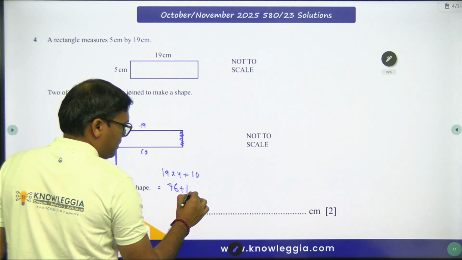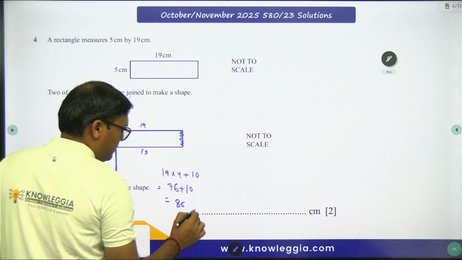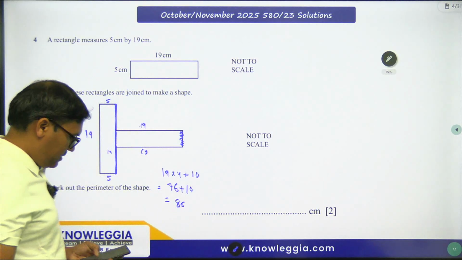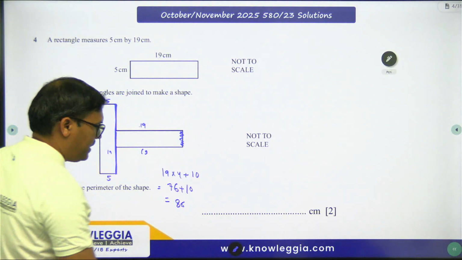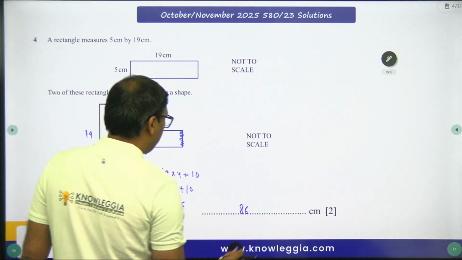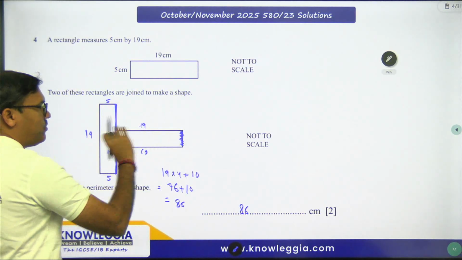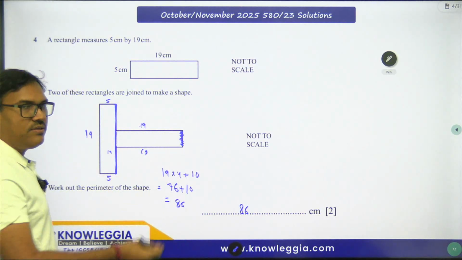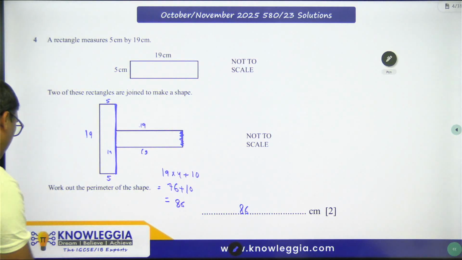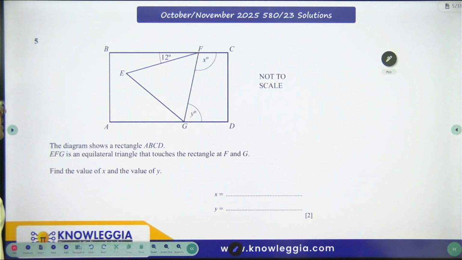76 plus 10, which is equal to 86. So let's check the answer. 86 is the answer for this question, 86 centimeters. Okay. I hope this is clear. This and this are the same, so I have just removed this and placed it here to get the total sum. Okay. Now next part.